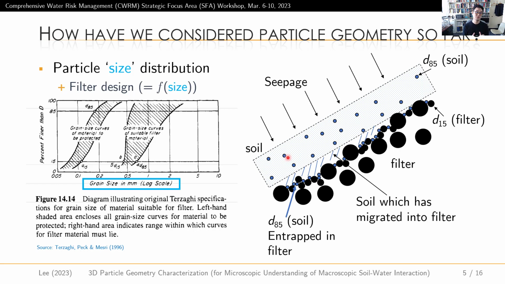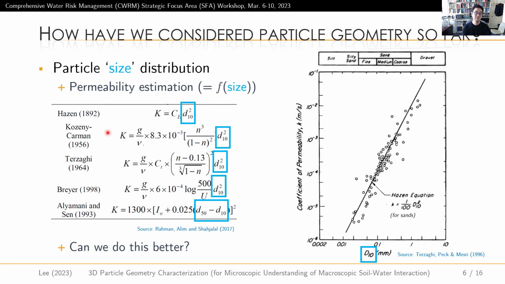We actually focused on particle size distribution. For example, the filter design is a function of the particle size. This is the traditional Terzaghi filter design method that requires comparing the size of the filter material to the size of the core soil materials. Likewise, the permeability estimation is also a function of particle size. Here you can see a number of equations starting from Hazen. You can see the permeability is simply a function of the particle size, such as D10 and D50.